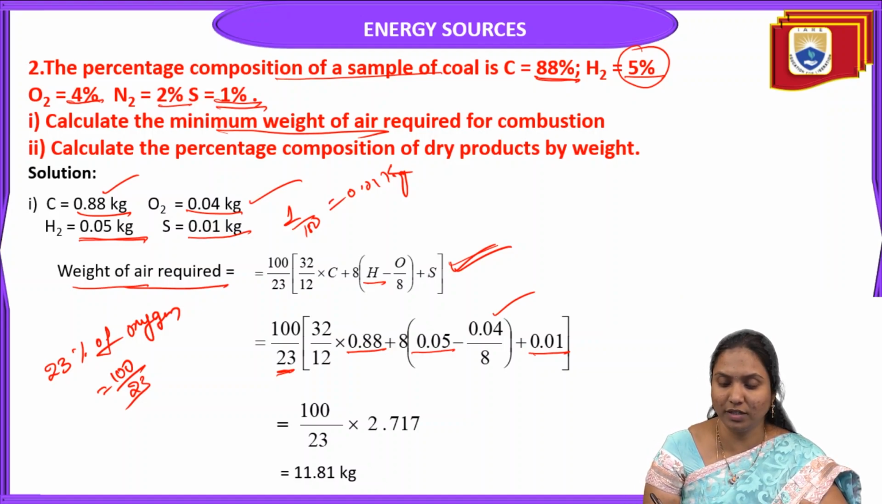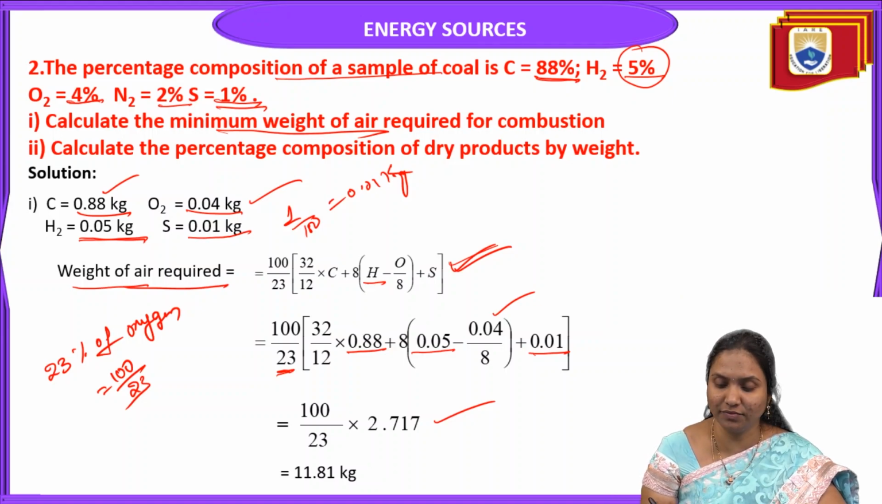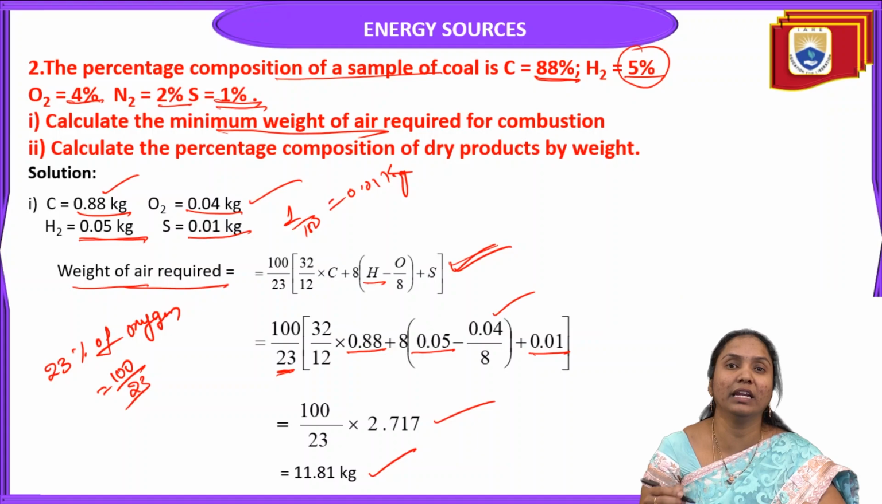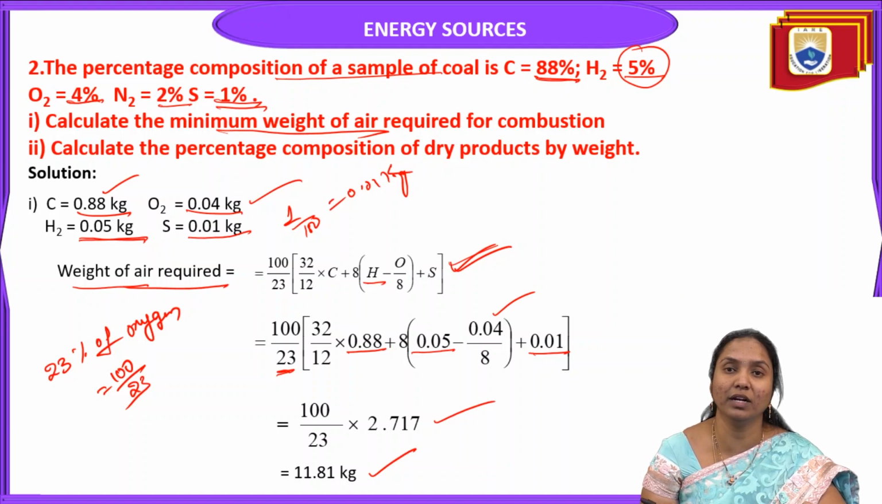After that we'll get 100 by 23 into 2.717. After calculation finally we'll get 11.81 kilograms. So the minimum weight of air required for complete combustion of fuel in this problem is 11.81 kilograms of air.